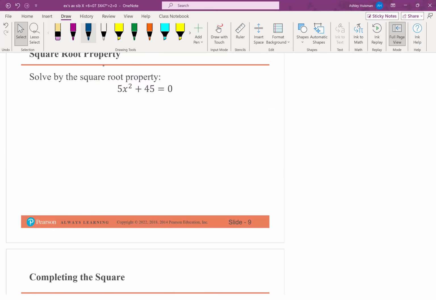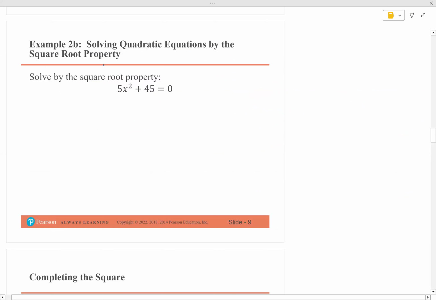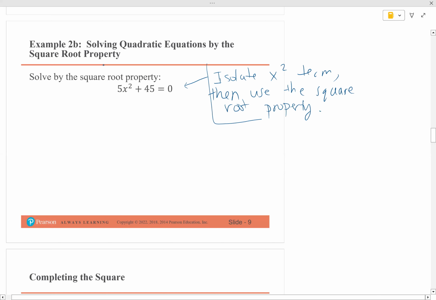So this is a lot easier. Let's actually try to solve this equation. So this one, I'm going to try to isolate the x squared term, then use that square root property. And really this one, I could solve this the same way that the very first example did.